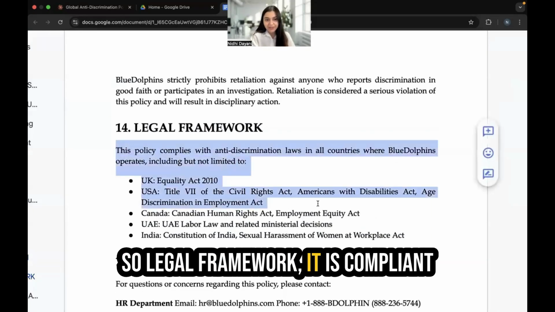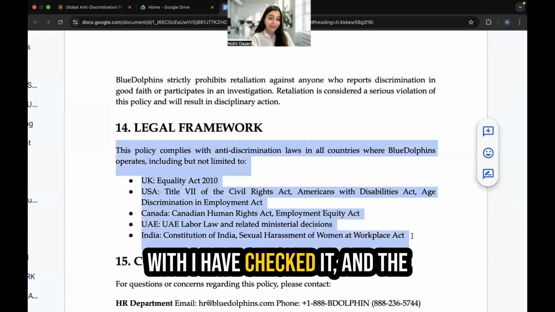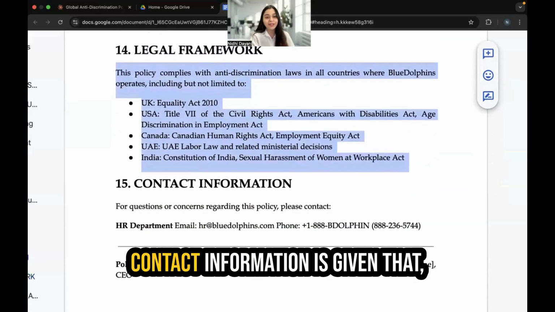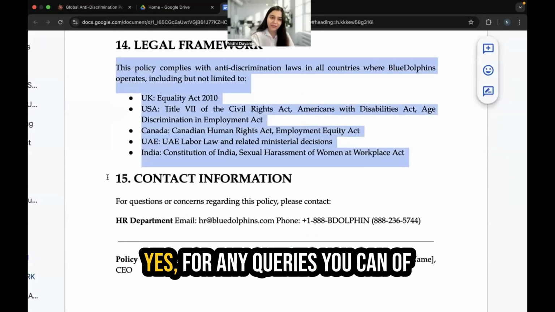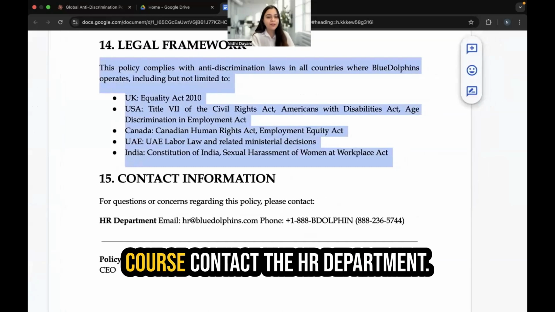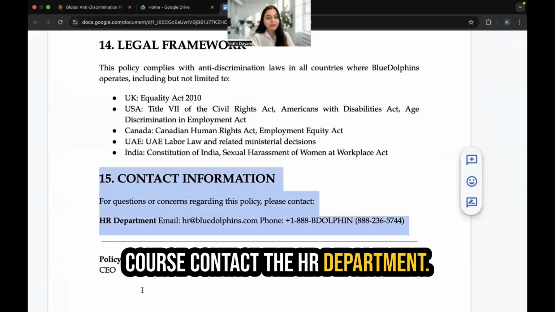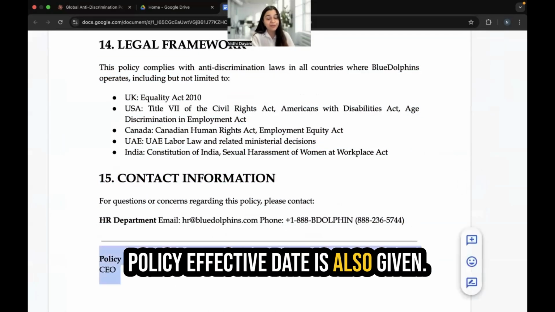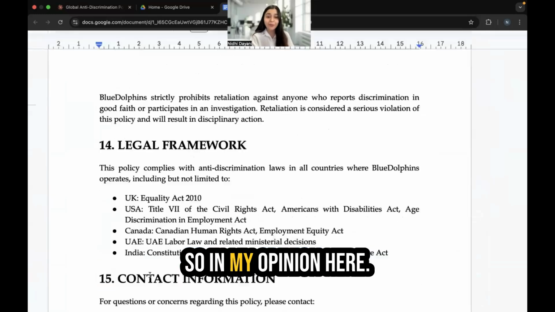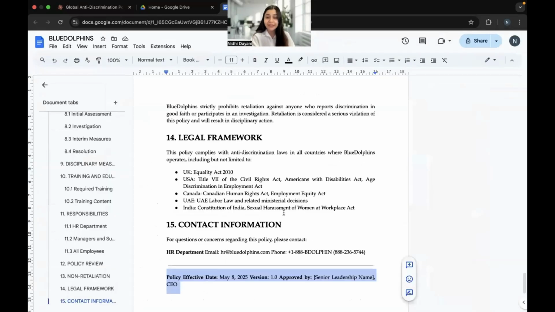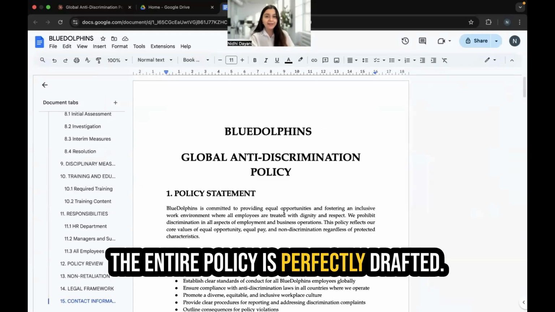So legal framework, it is compliant with. I have checked it, and the contact information is given that yes, for any queries, you can, of course, contact the HR department. Policy effective date is also given. So, in my opinion, here, the entire policy is perfectly drafted.